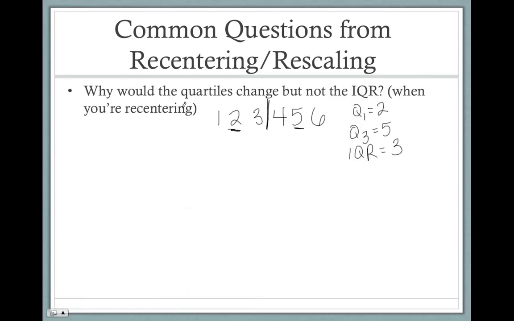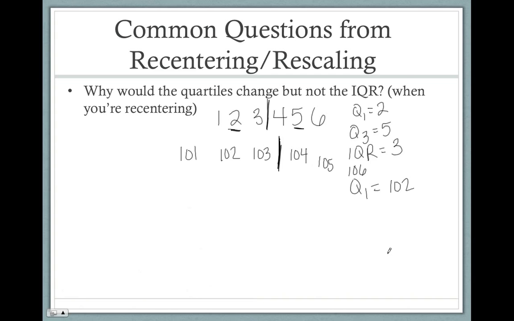Let's say I recenter. Let's say I add 100 to each of these. This becomes 101, 102, 103, 104, 105, and 106. Median is still here between those two values. Q1 is now the median of everything to the left of the median, which is 102.